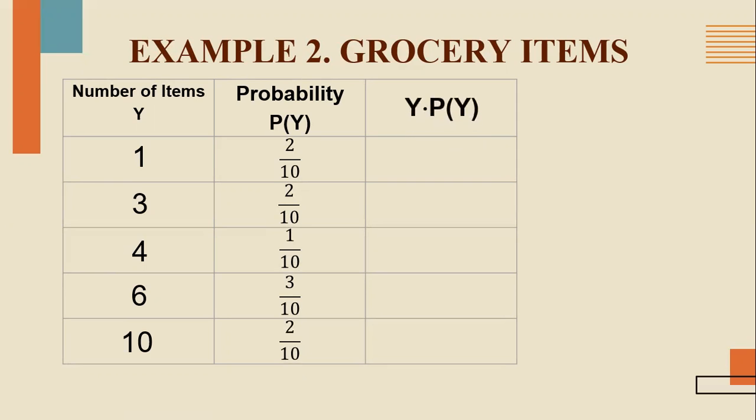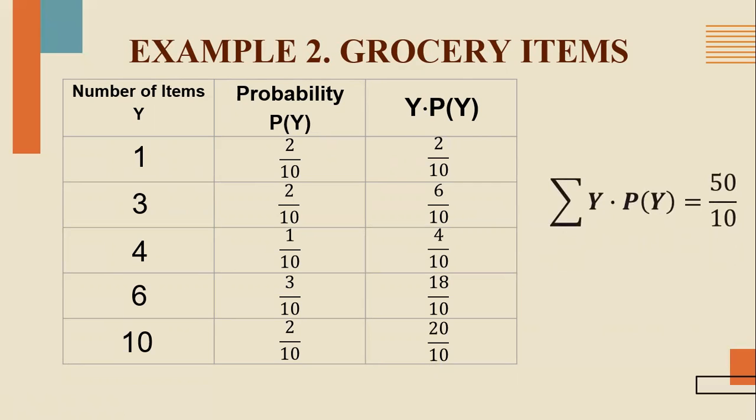And then we will multiply y and p of y. So 1 times 2 over 10 is 2 over 10. 3 times 2 over 10 is 6 over 10. And 4 times 1 over 10 is 4 over 10. 6 times 3 over 10 is 18 over 10. And 10 times 2 over 10 is 20 over 10. And then we will add all y times p of y. So the sum will be 50 over 10, or 50 divided by 10 is equal to 5. So the mean is equal to 5.